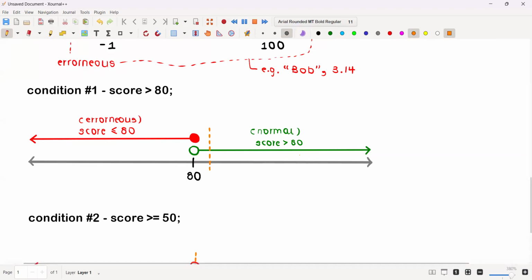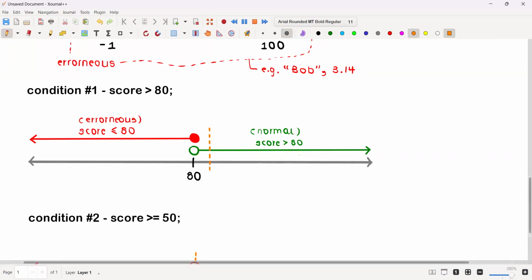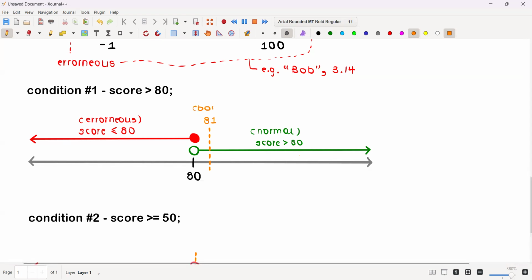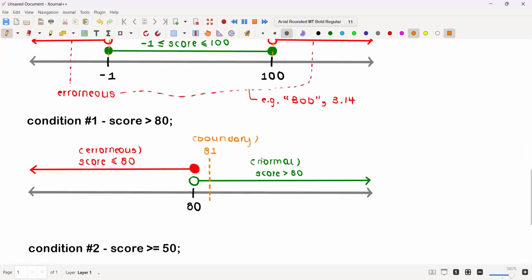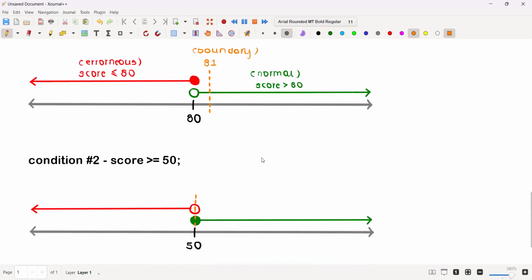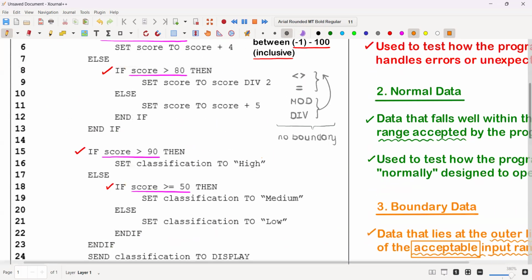Now, what then is the actual boundary? See, boundary data is on the outer limits of what's accepted, right? So what's the first lowest accepted value here? That's 81, because keep in mind we are working with integers here. So the first accepted value is 81, which in turn becomes our boundary. So the boundary has to be 81 in this case, because that's the lowest accepted value.